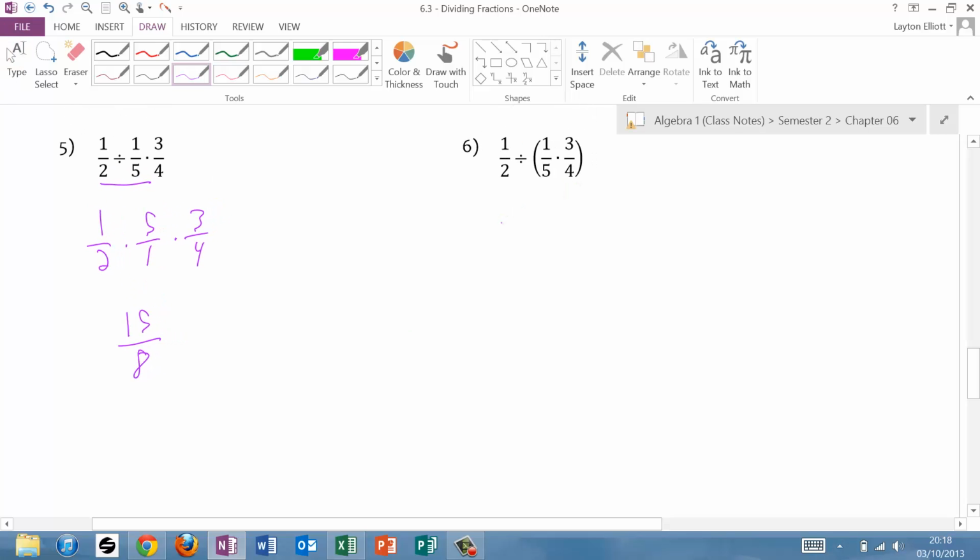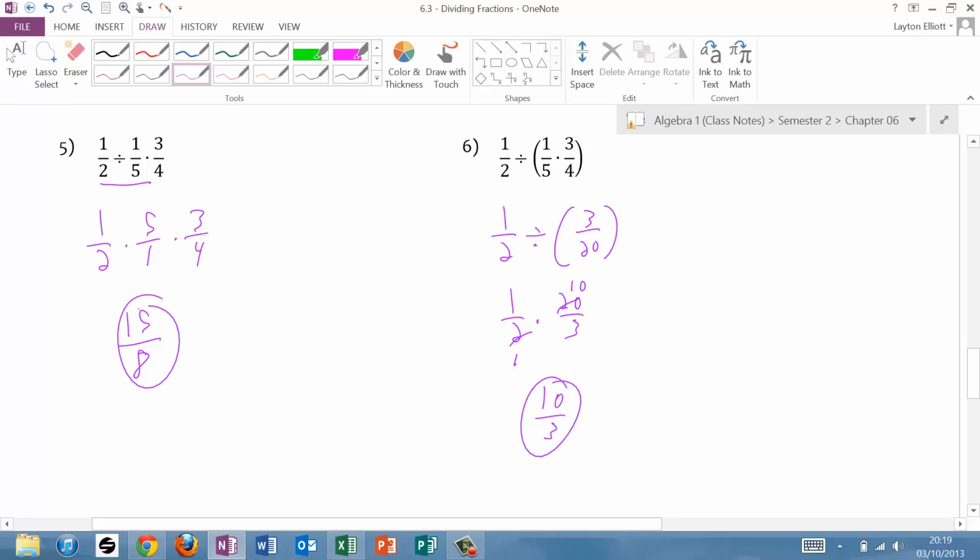Number 6, order of operations says to look inside the grouping symbols first, so I'm going to make this still a division and make this 3 over 20, then it's going to become 1/2 times 20 over 3. Now I can cancel, the 2 and the 20 become 1 and 10, I end up with 10/3. So very different problems with 5 and 6, depending on what the grouping symbols are.